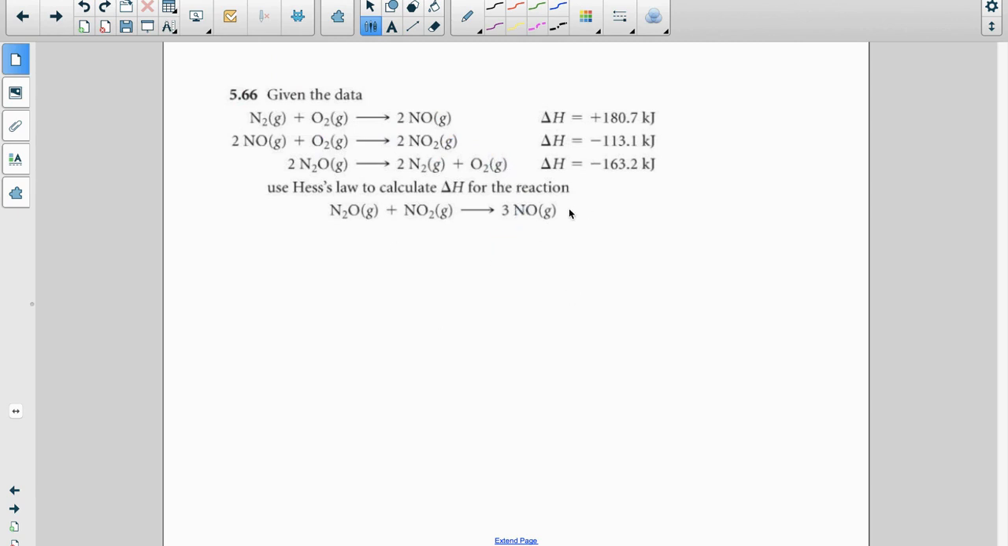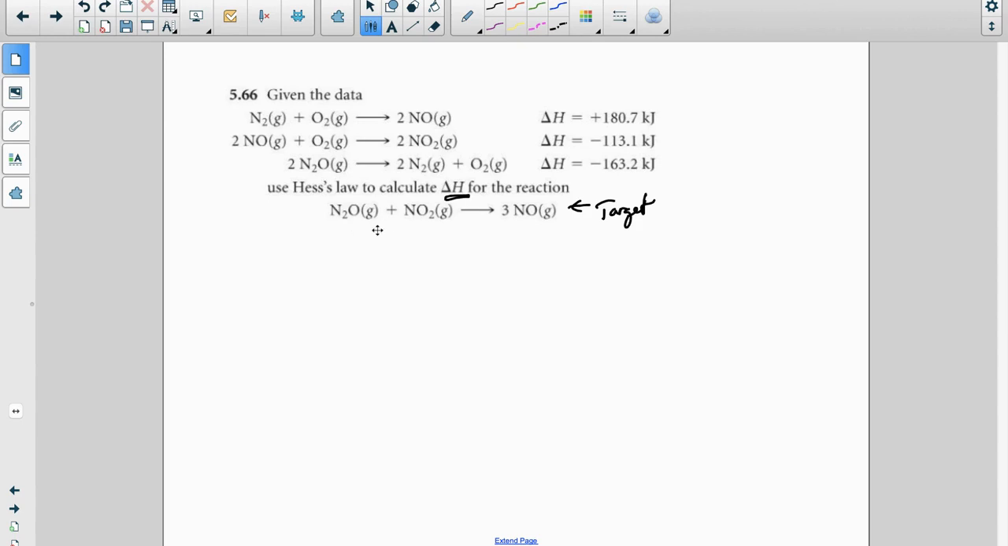Here's our target. We need to find delta H for this. So if we can figure out how to manipulate these steps and adjust delta H to add up these steps and get the target, to figure out how to change these to get the target, then we can do the same with the delta H's of those steps, and we can get our delta H for the reaction.